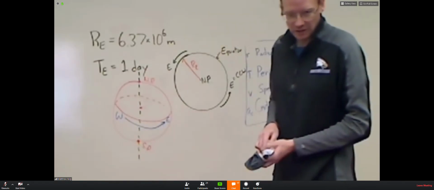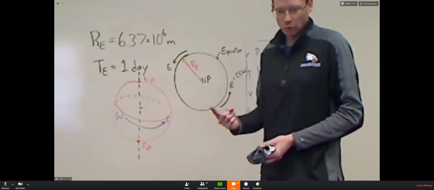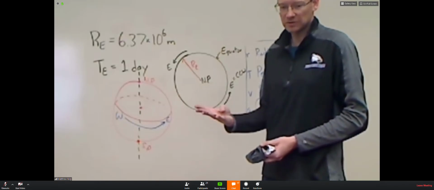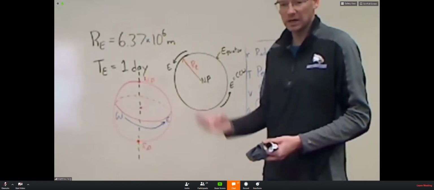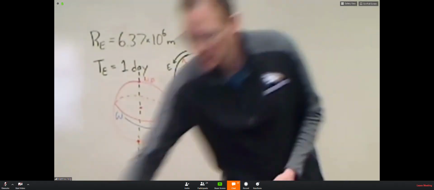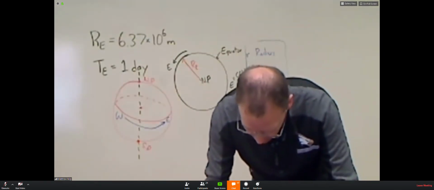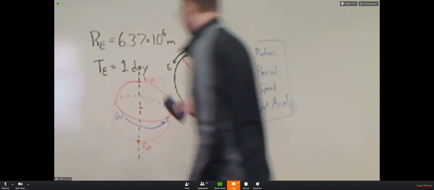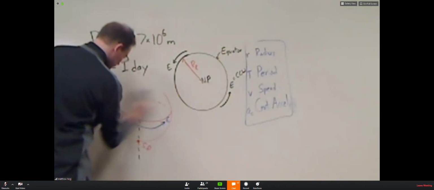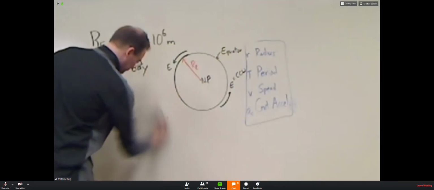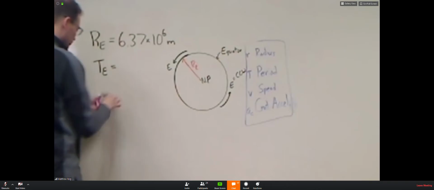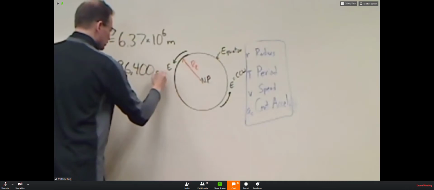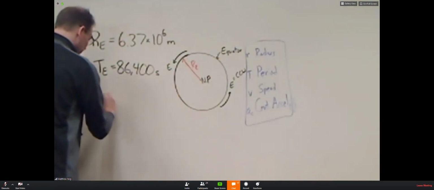How many seconds are in a day? 1 day times 24 hours in 1 day times 60 minutes in 1 hour times 60 seconds in 1 minute. So 24 times 60 times 60. And what is that? 86,400 seconds. So I'll just put that up here: 86,400 seconds.